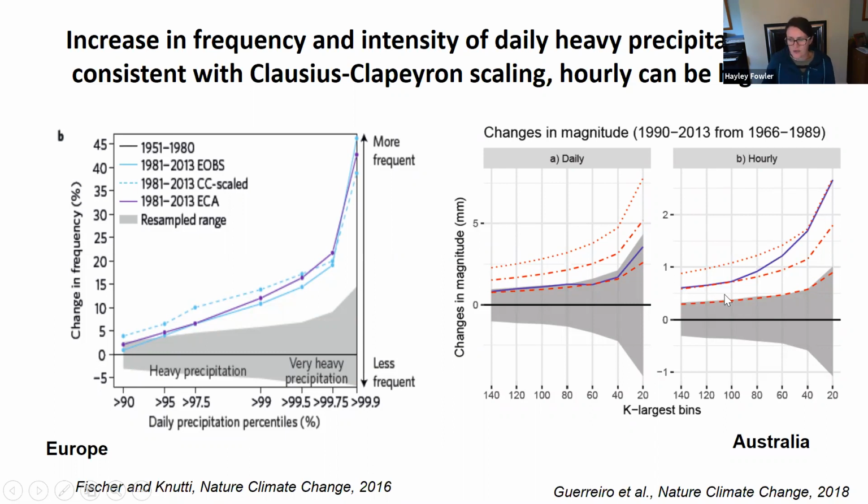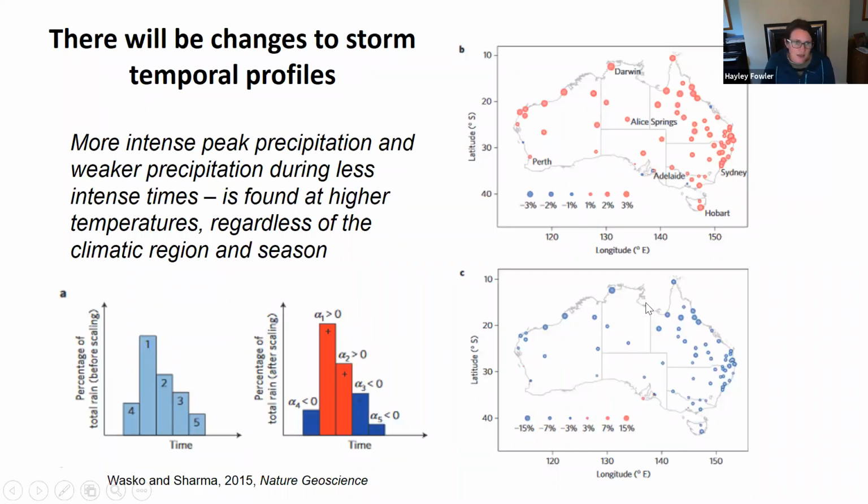And this isn't necessarily consistent across the world, but there is that potential to get much higher changes in these hourly rainfall extremes. What we also know from research that's been done around the world is that we're also expecting changes to the temporal profiles of storms. And this was a nice study done by Conrad Wasko and Ashish Sharma in 2015, Nature Geoscience, who looked at parts of storms. Basically, they split up storms into the more intense and the less intense time periods, and then looked at how those related to temperature. And they found that you get more intense peak precipitation and weaker precipitation during less intense times at higher temperatures. And this was regardless of the climatic region and season across Australia.